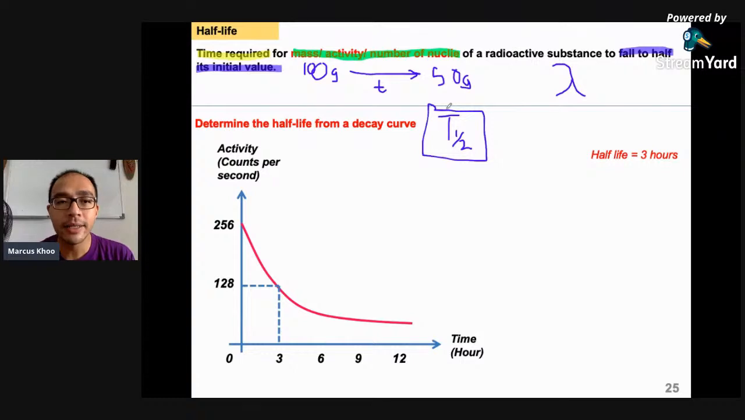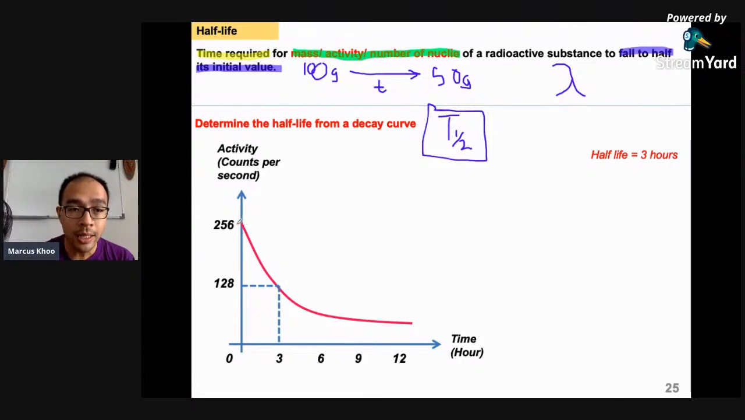So T half is the time required, T for time, the amount of time required for the mass to decay until it becomes half of the original value. And we find that the half-life is always the same. Let's look at this one, how to determine the half-life from a decay curve. So this is a decay curve. If somebody plots the activity or the mass of a radioactive substance against time, we find that as time goes by, this is how the graph will look.